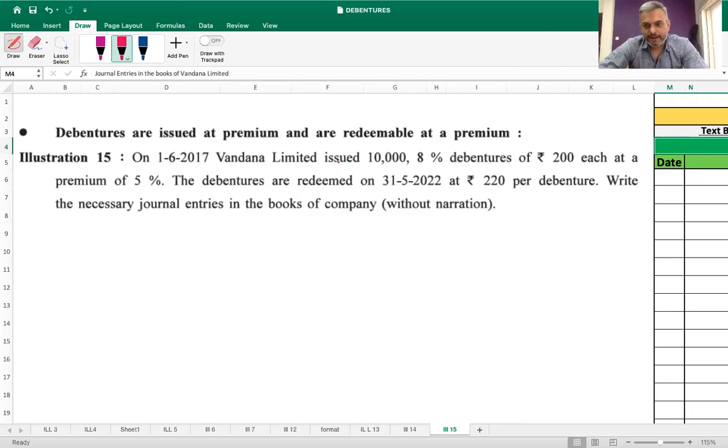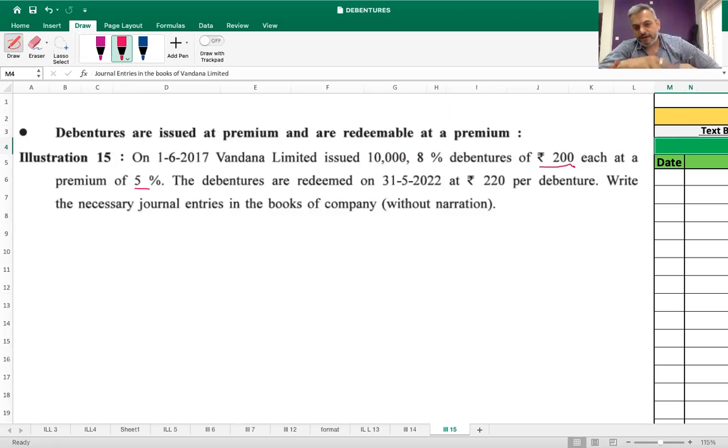On 1/6/2017, Vandana Limited issued 10,000 8% debentures of 200 each. Your face value is 200, at a premium of 5%. So here we are going to issue the debentures at 105, so here we have a securities premium. So we are going to collect 210 from our debenture holders. Please be careful about this.